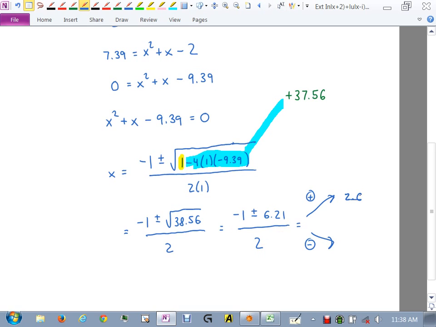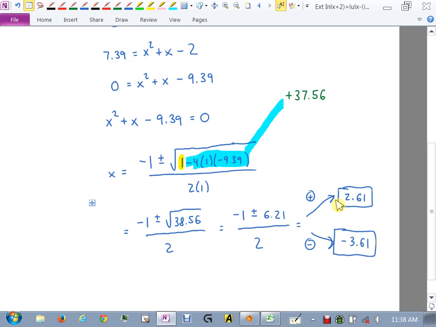2.61, approximately. And then I do the other one, which is negative 1 minus 6.21, which is negative 7.21, and divide that by 2. Negative 3.61. These are my 2 potential answers, approximately. I've rounded quite a bit in the problem, haven't I?